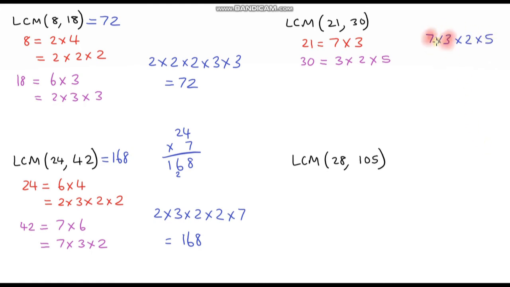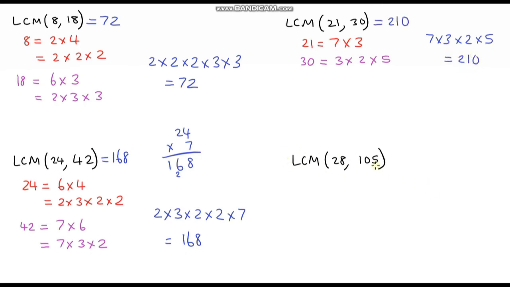And again, just to show that, the 7 times 3 shows that it's a multiple of 21, and the 3 times 2 times 5 shows that it's a multiple of 30. So I can see that 2 times 5 is 10 and 7 times 3 is 21. So 21 times 10 is 210.